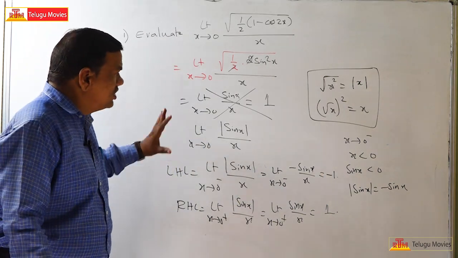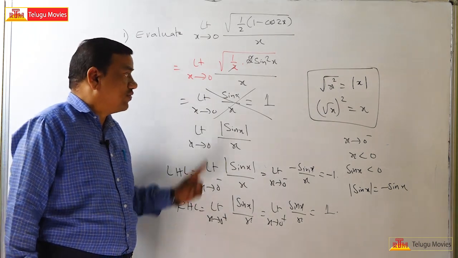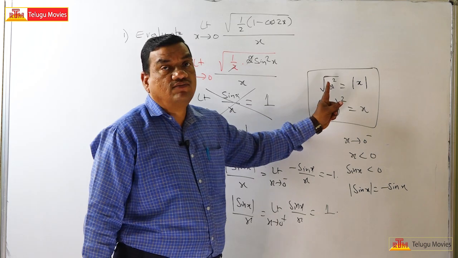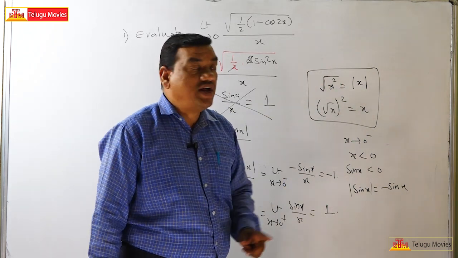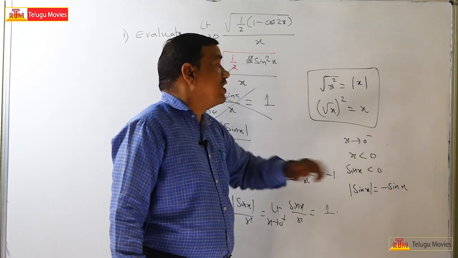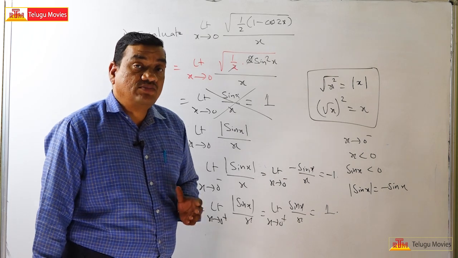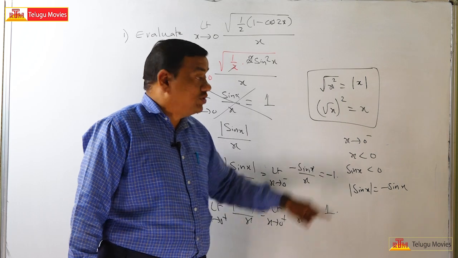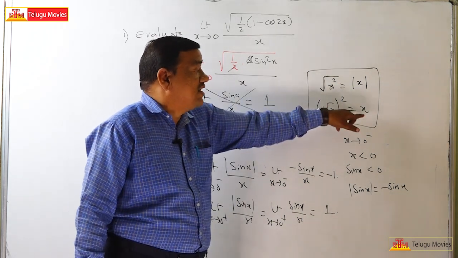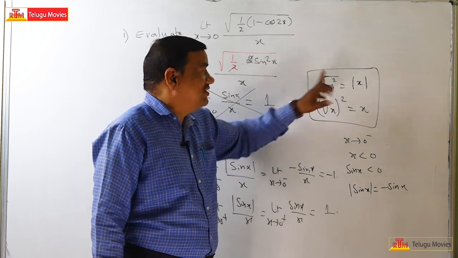So this is one of the problems where students generally make mistakes. From this problem, what you have to understand is that root of x square is mod x, and root x whole square is x. In lower classes, you might have learned that square and square root get cancelled. That is so only in the case of root x whole square, but not in this case.